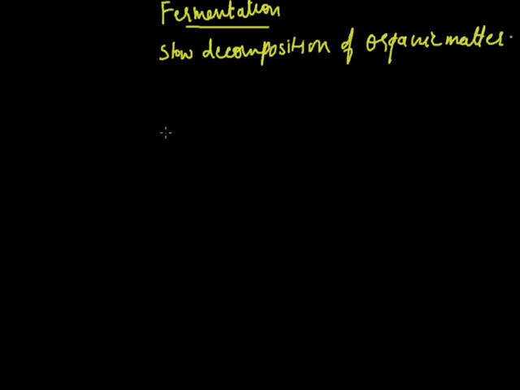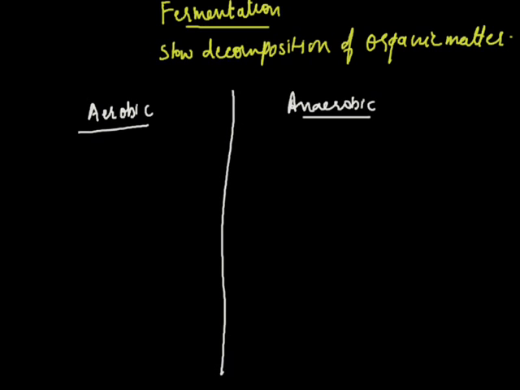There are two types of respiration that we have already discussed. Let me discuss the points of differences between aerobic and anaerobic respiration. These are the two main types of respiration found. Now, the first important difference is that aerobic respiration occurs in all living cells.